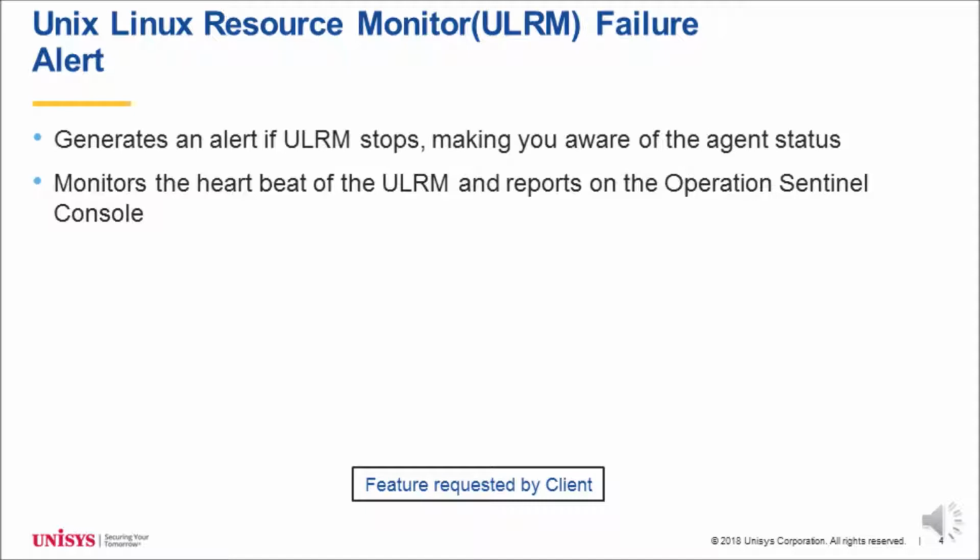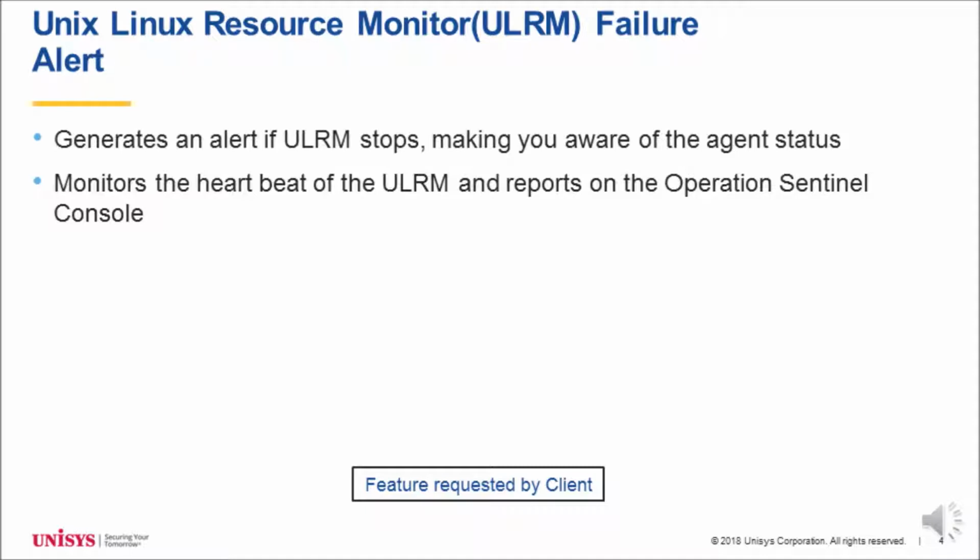Unix Linux Resource Monitor, ULRM, Failure Alert. Here Unix Linux Resource Monitor will be referred to as ULRM. This feature generates an alert if ULRM stops, making you aware of the agent status. ULRM is the Operations Sentinel agent that reports the events occurring on Unix Linux machines.